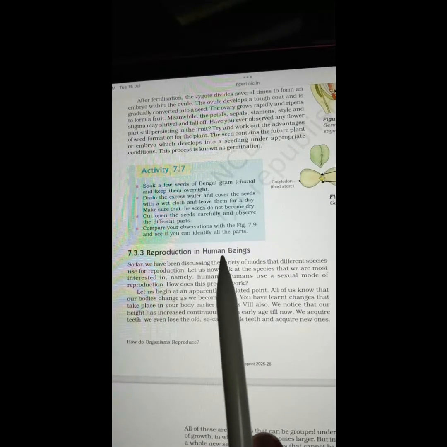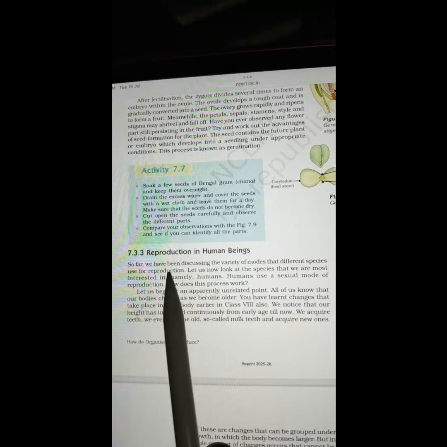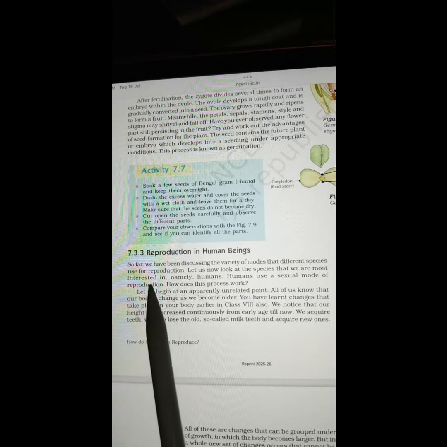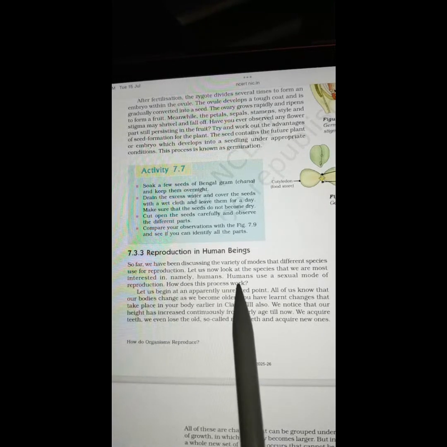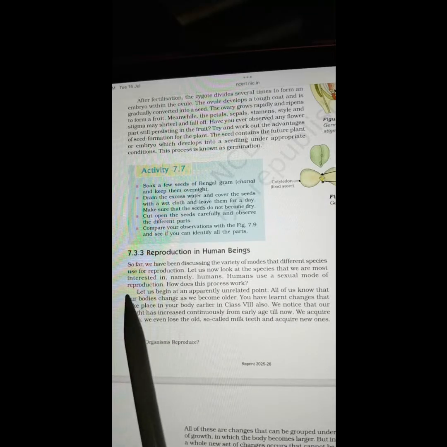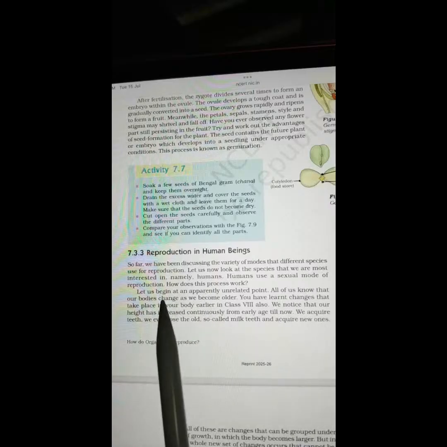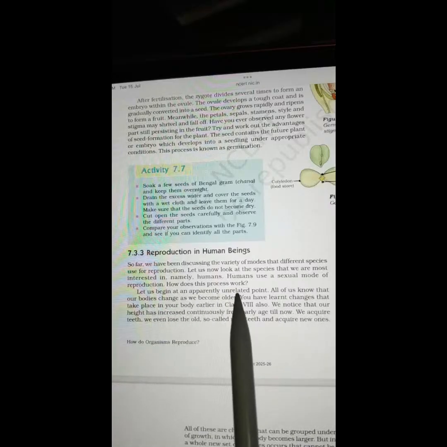7.3.3 Reproduction in human beings. So far, we have been discussing the variety of modes that different species use for reproduction. Let us now look at the species that we are most interested in, namely humans. Humans use a sexual mode of reproduction. How does this process work?